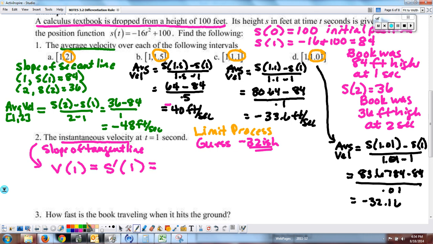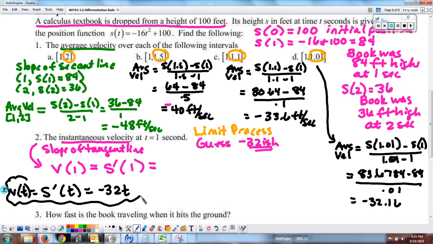So what I basically need to do, and I'm going to use my shortcut rules, is find the derivative. Finding the velocity function is the same as finding the derivative of the position function. So I use my shortcut rules and get negative 32t. So this is what we're going to use in order to calculate the instantaneous velocity. So I basically then come up here and go, I would have negative 32 times 1, or negative 32.